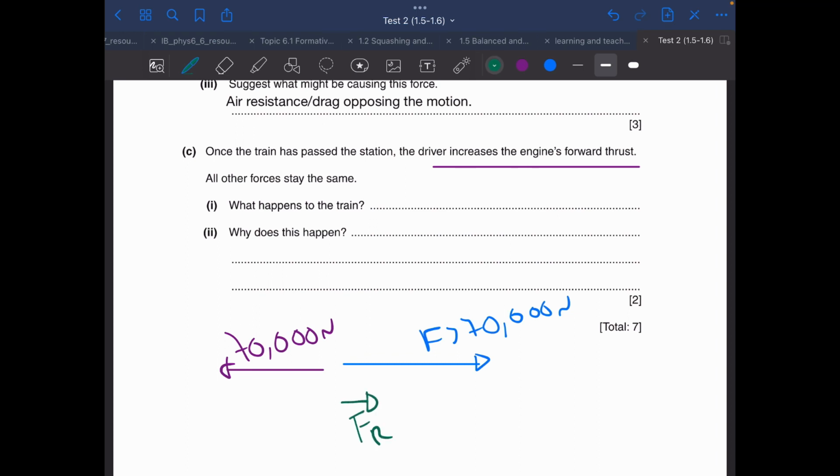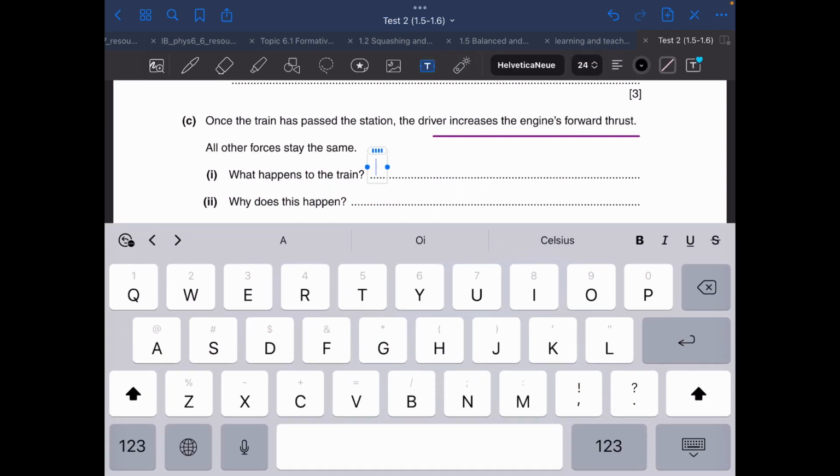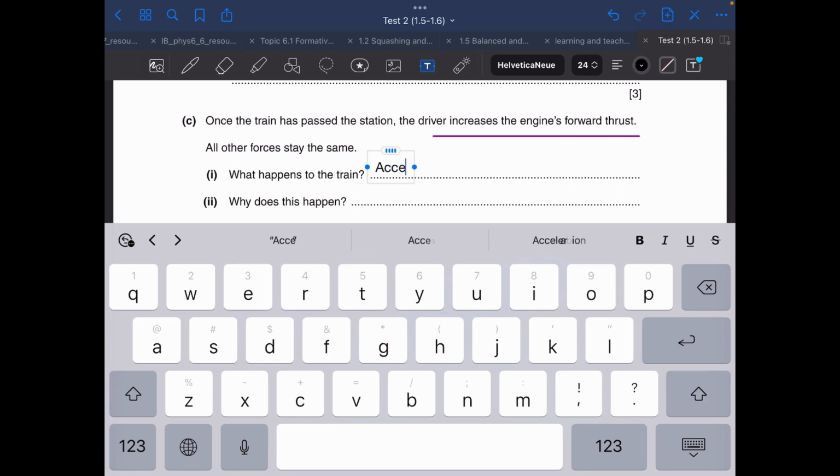This is my resultant force, and this equals ma. Resultant force is no longer 0, therefore the acceleration is no longer 0. So the resultant force is not 0 anymore, so the acceleration is also not going to be 0. And if there is an acceleration, the speed will increase. So for this question, what happens to the train? You can say, there's different possibilities, yeah? You can say, well, it will accelerate, or you can say speed increases, or you can even say that it's going to move faster.